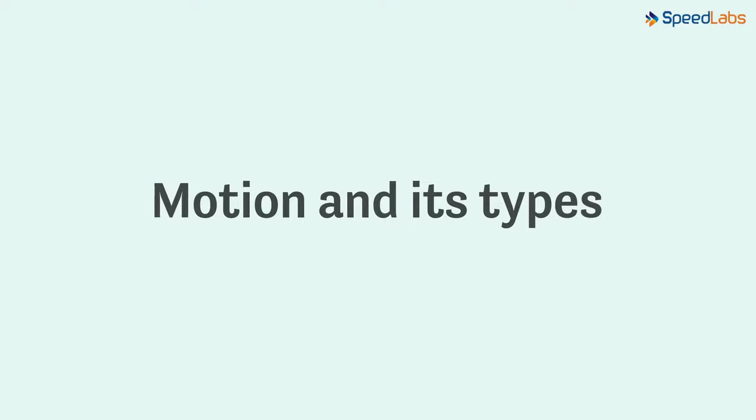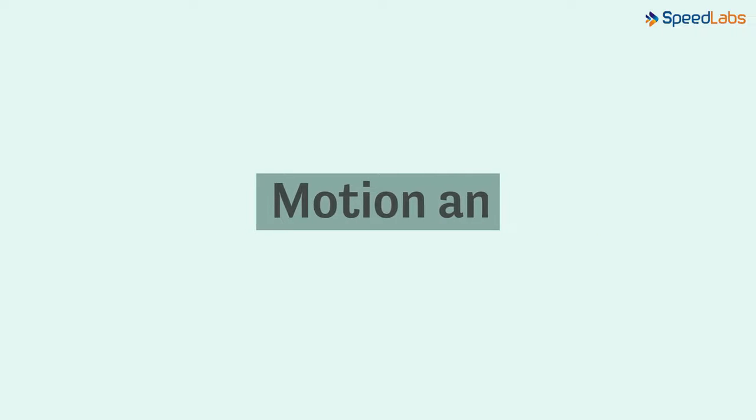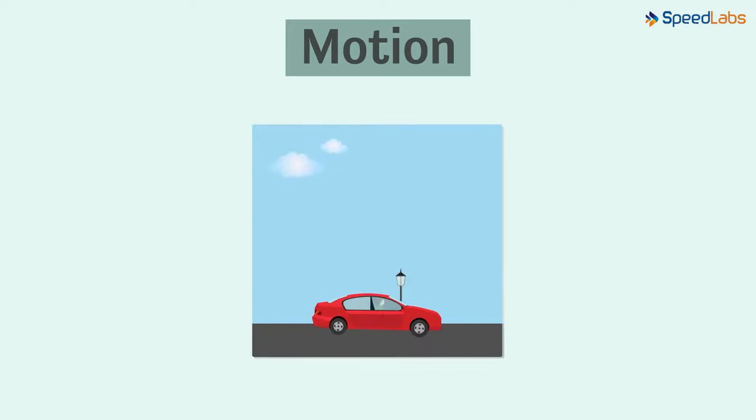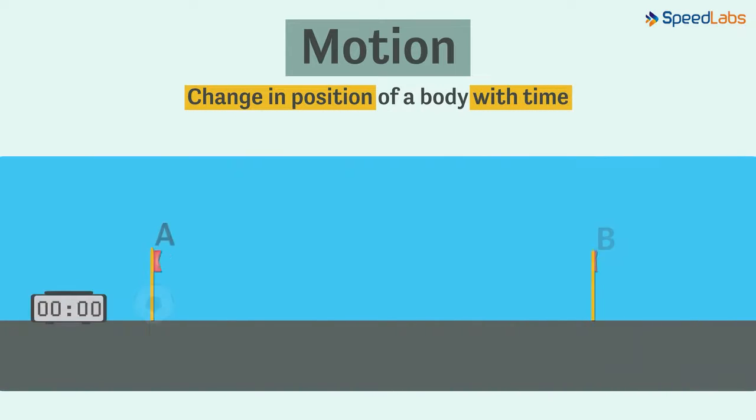In our earlier grades, we have studied motion and its types. Let's have a quick review. Let's start with motion. In simple words, if a body is moving, it's described as motion. That's all. In slightly more technical words, motion is defined as a change in the position of a body with time. Yes, change in the position with time. For example, when an object is moving from point A to point B, it's changing its position with time.